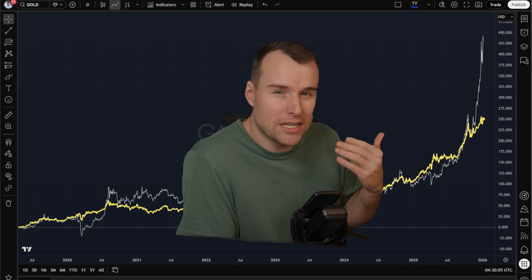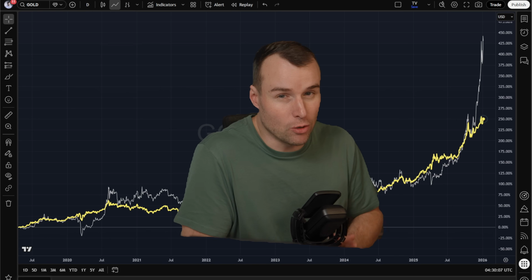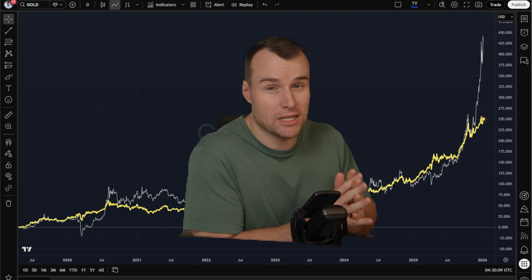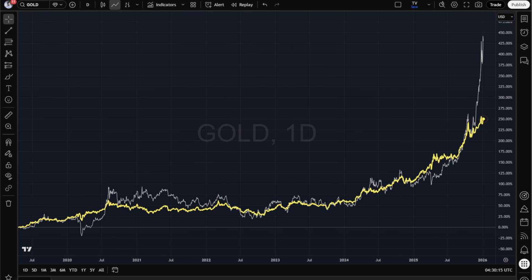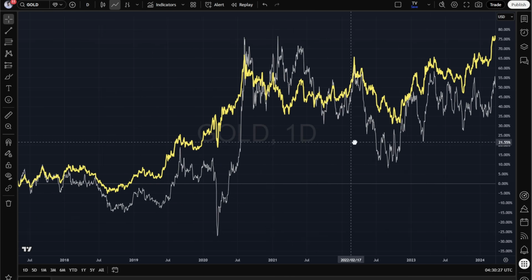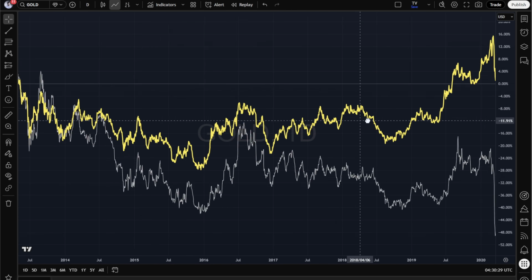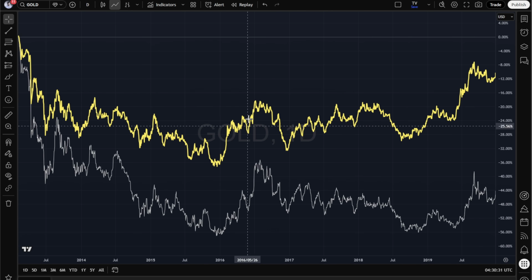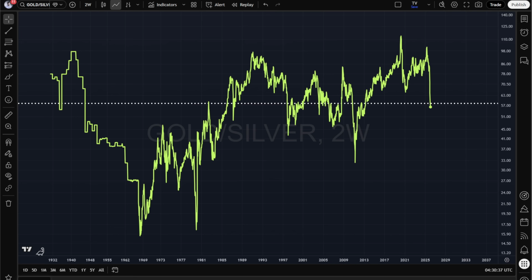It seems like it's the same kind of investor that buys gold and silver versus the one that buys Ethereum or Bitcoin. What we see over here, that's the gold price in yellow and the silver price in white. Silver has seen a massive rally recently, but in general, the two assets tend to either both go down or both go up. Now what we've got over here, that's the gold to silver ratio.